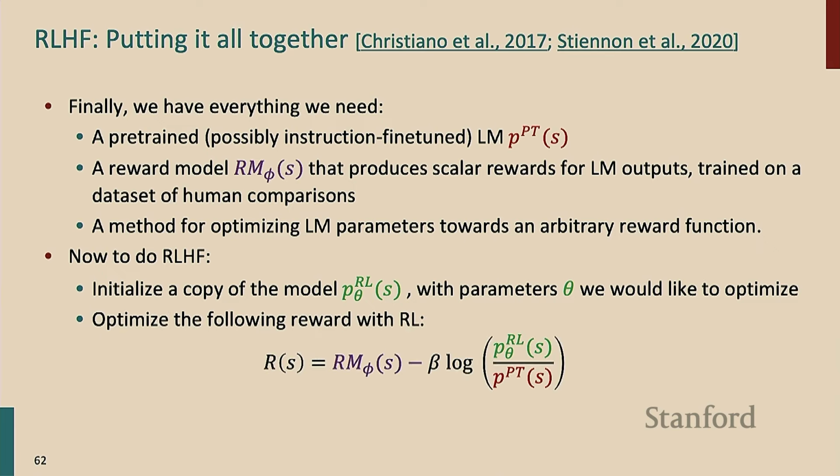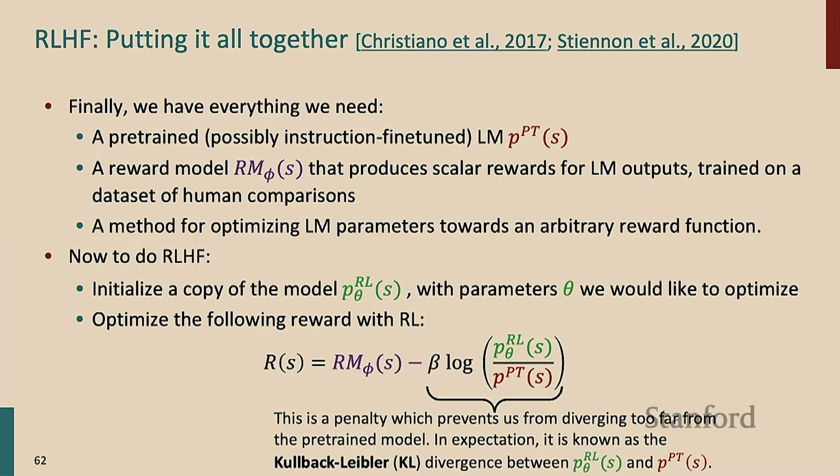And we're going to optimize the following reward with reinforcement learning. And this reward looks a little bit more complicated than just using the reward model. The extra term here is a penalty which prevents us from diverging too far from the pre-trained model. So in expectation, this is known as the KL, or Kullback-Leibler, divergence between the RL model and the pre-trained model. And I'll explain why we need this in a few slides. But basically, if you over-optimize the reward model, you can produce gibberish. And what happens is you pay a price.